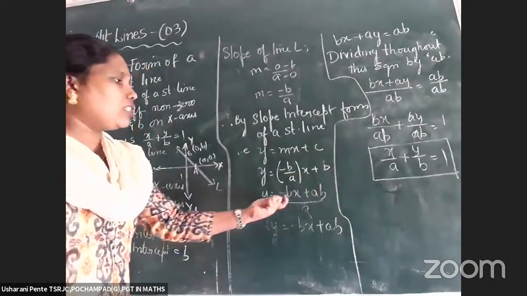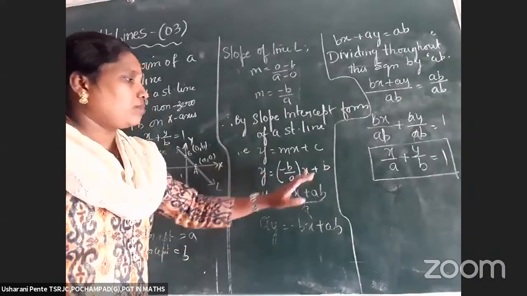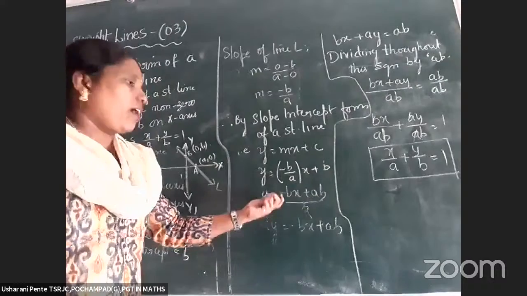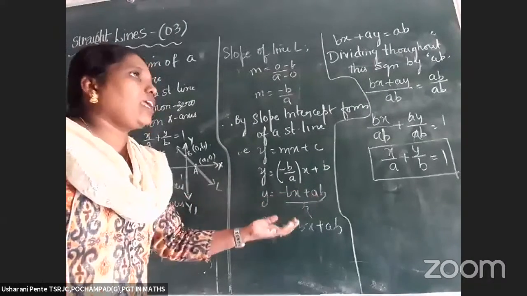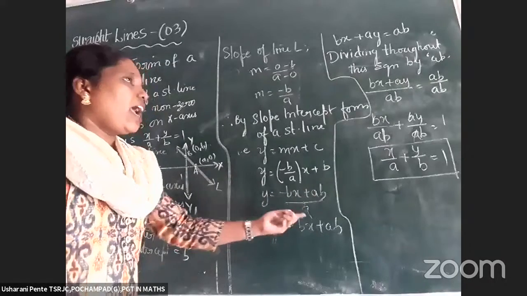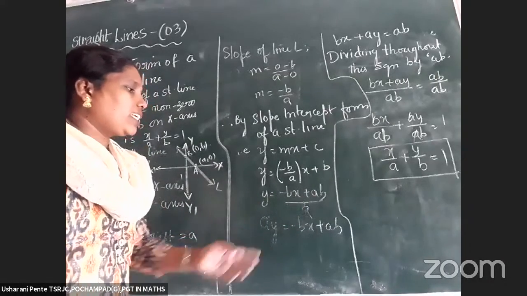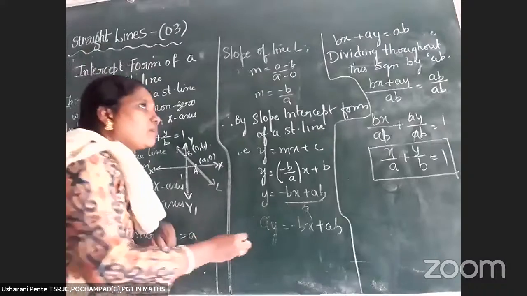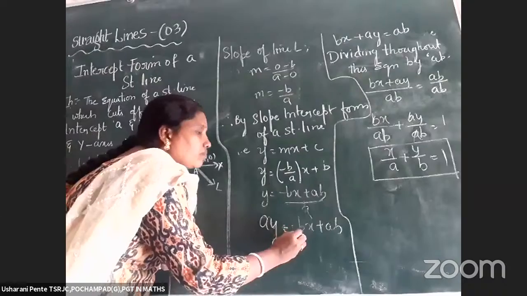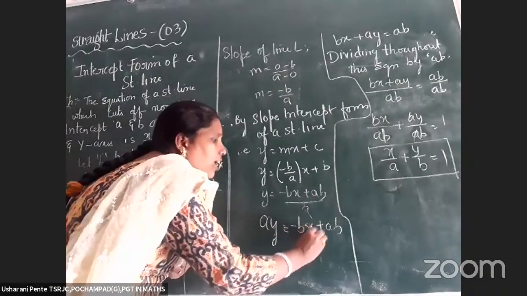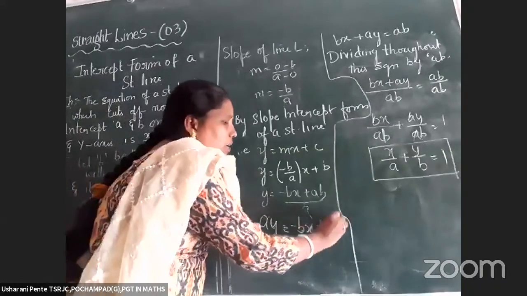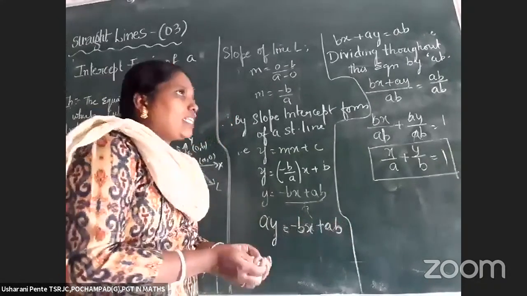Therefore, y is equal to minus b by a x plus b. Now I'm taking the LCM. What I'll get is y is equal to minus bx plus ab by a. And by cross multiplication, what will I get? ay is equal to minus bx plus ab.